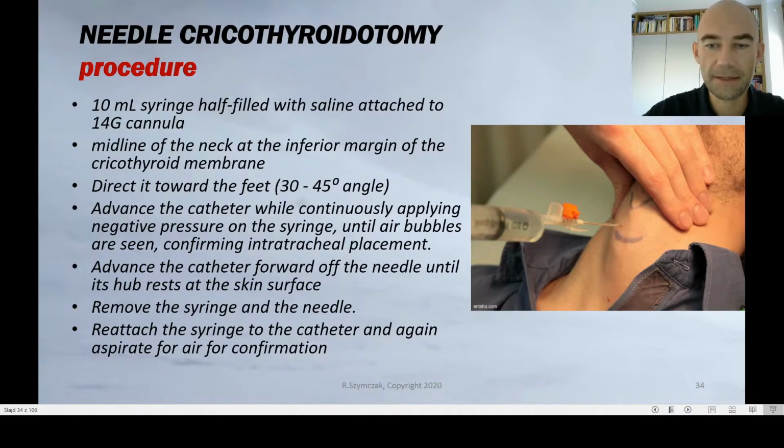And you advance the catheter, so you go deeper and deeper, but all the time you should continuously apply negative pressure to the syringe until bubbles are seen in the syringe. The bubbles mean that you are in some space with air, and in this case it would be intratracheal placement. So if you see the bubbles, you should advance the catheter, the plastic part, forward over the needle. So you slide the plastic catheter over the needle until the hub rests at the skin surface.